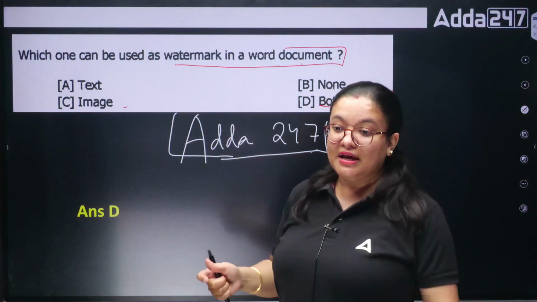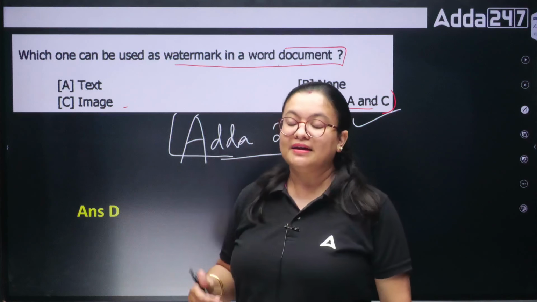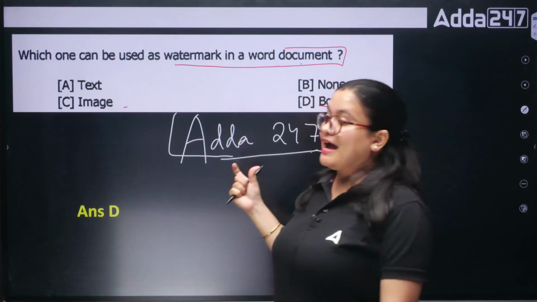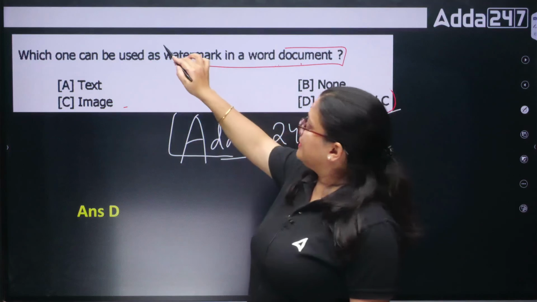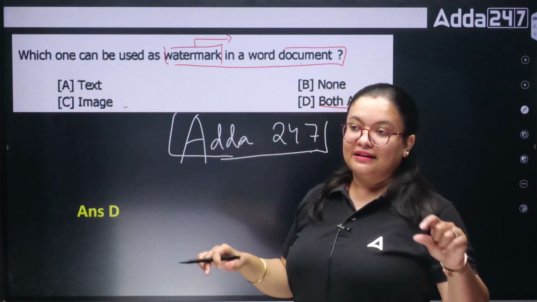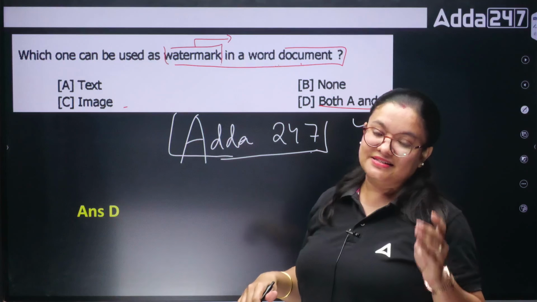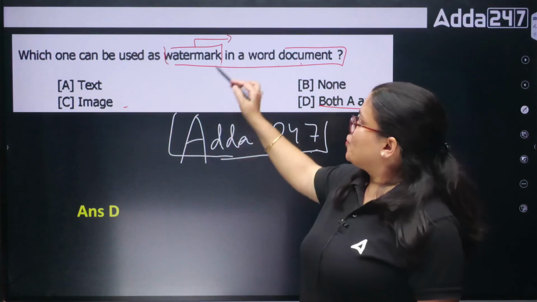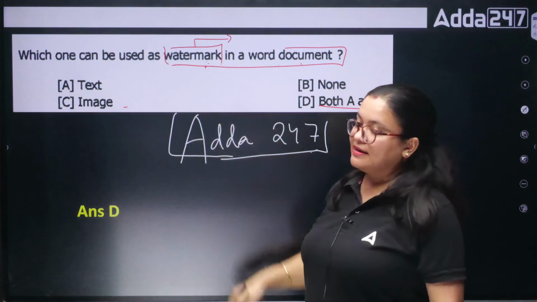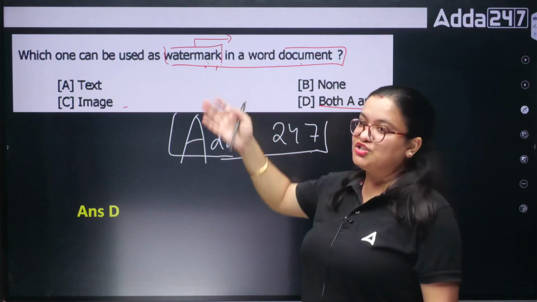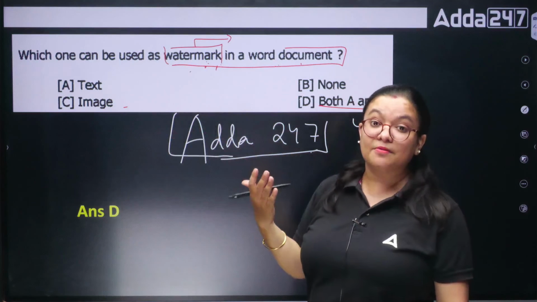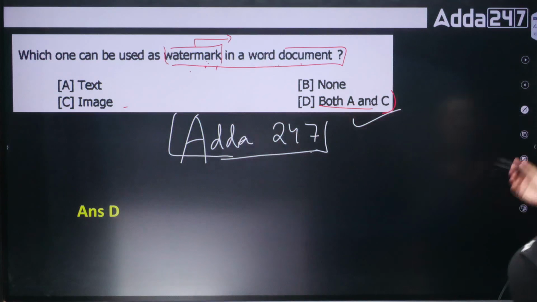If this question comes up in your exam, sometimes it is also asked where you can find the watermark option in the menu. There are many options: home, insert, design. You can write in the comment section where you can find watermark, or you can check in your Microsoft Word page, because sometimes it is asked about watermark, sometimes about page number. These are some of the important things of computer.